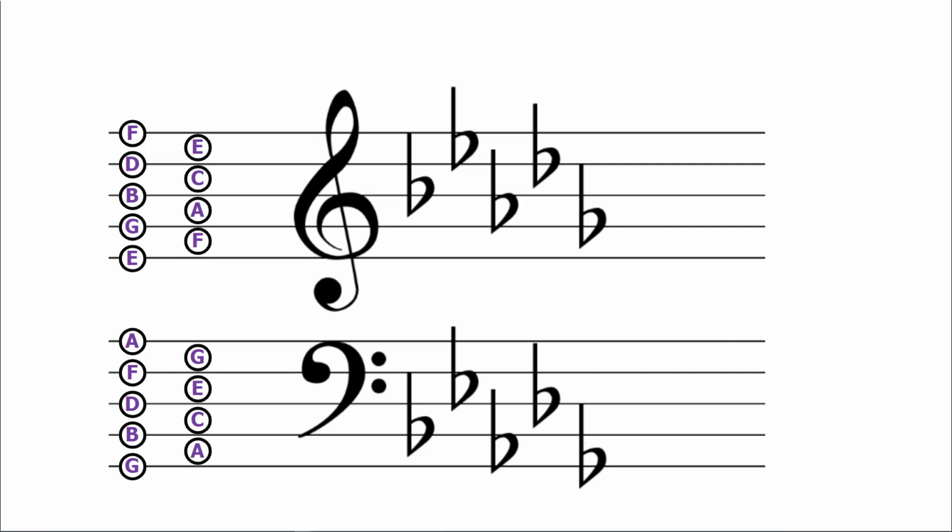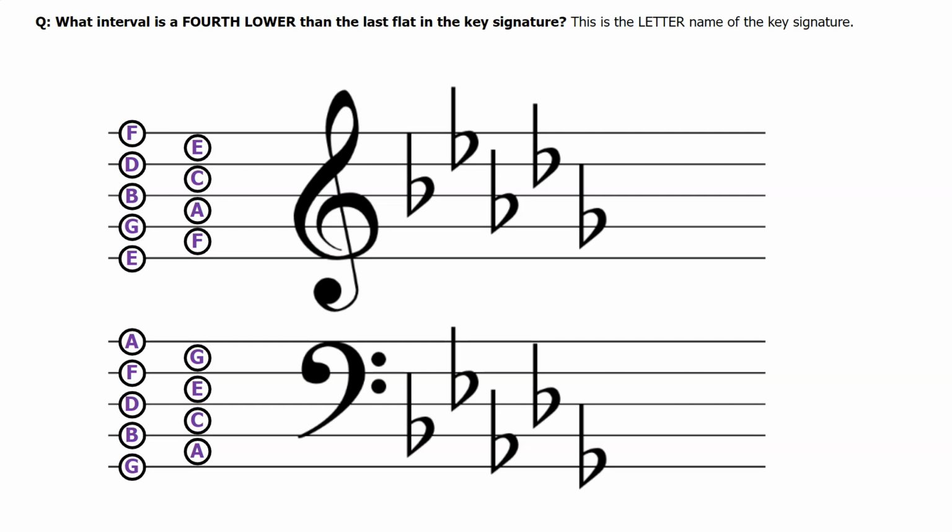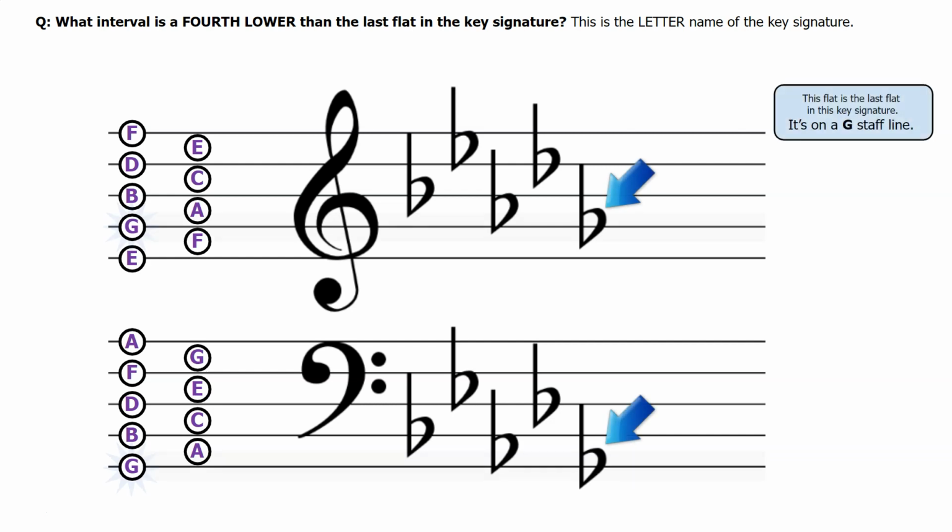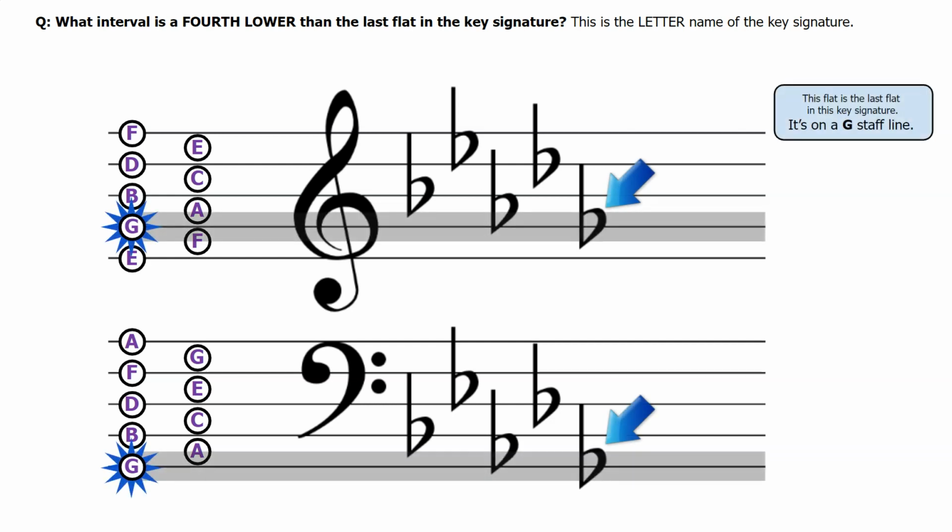The first of two questions we need to ask ourselves is, what interval is a fourth lower than the last flat in the key signature? Once we find that, that will be the letter name of the key signature. So, let's first find the last flat in this key signature. There it is. And by looking to see what line or space runs through its center, we can see that this flat's letter name is G flat, because it's on the G line of the music staff.